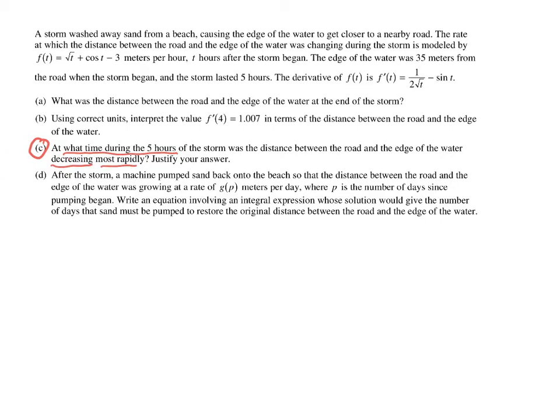The function f tells us when the distance is increasing or decreasing. But when it says most rapidly, it really means we want to find out how f is changing. So we want to find essentially an absolute minimum, the most negative value for f. To do that, we have to take the derivative of f, which we've already been given, and we have to find its zeros. So here's my f prime of t. It is 1 over 2 square root of t minus sine of t, and I need to find the critical points, right? So essentially we need to set this thing equal to 0.